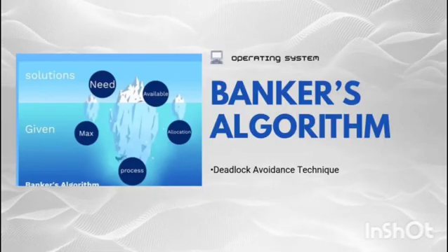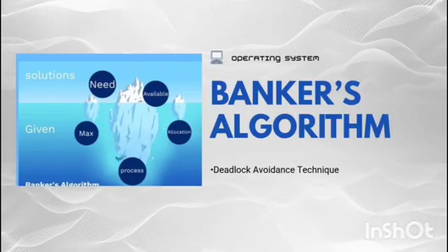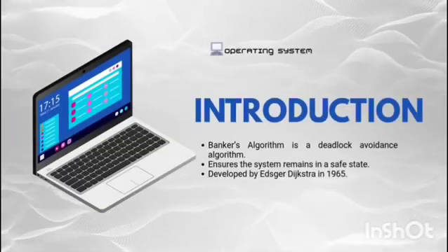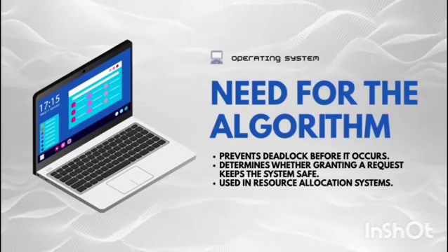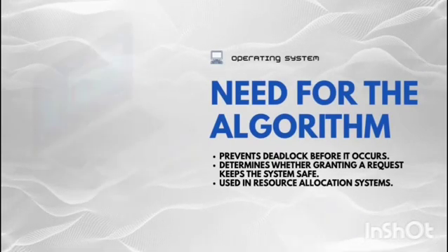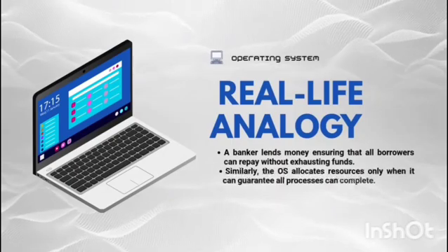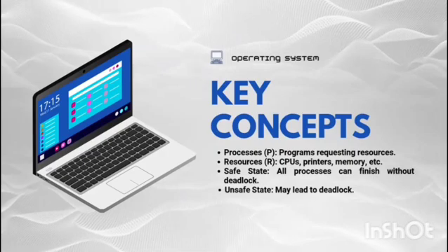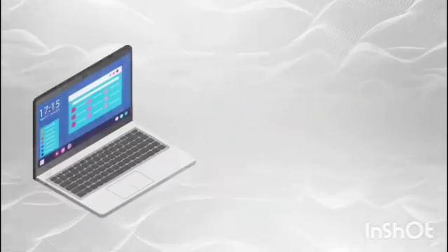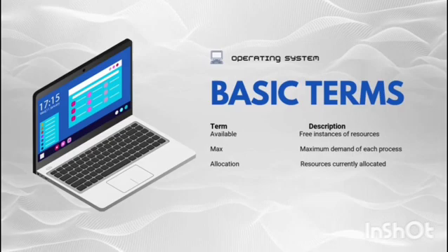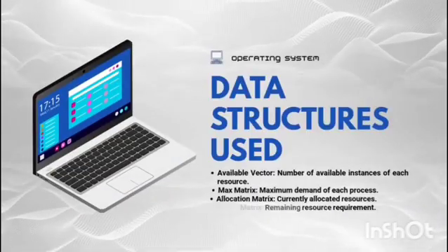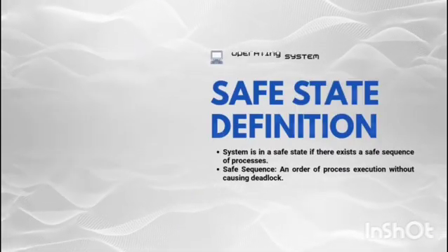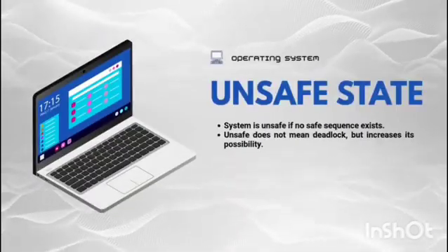Hello everyone. Today I am going to explain the banker's algorithm, a classic deadlock avoidance technique used in operating systems. This algorithm was developed by Edsger Dijkstra and is called the banker's algorithm because it works just like a banker who lends money only when he is sure that all borrowers can repay safely. Similarly, the operating system allocates resources in a way that ensures all processes can finish without leading to deadlock. In this method, we deal with a few important terms: available, max, allocation, and need matrix.